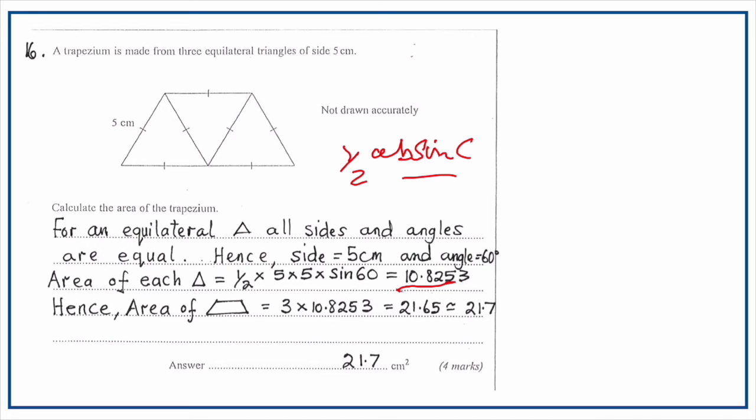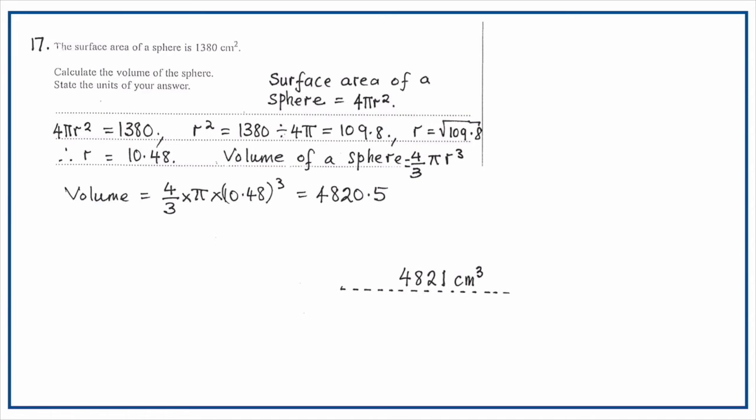So question 17. The surface area of a sphere is 1,380 centimeters squared. Calculate the volume of the sphere and state the units of your answer. Well, the surface area of a sphere is 4 pi r squared. 4 pi r squared equals 1,380, which is given.